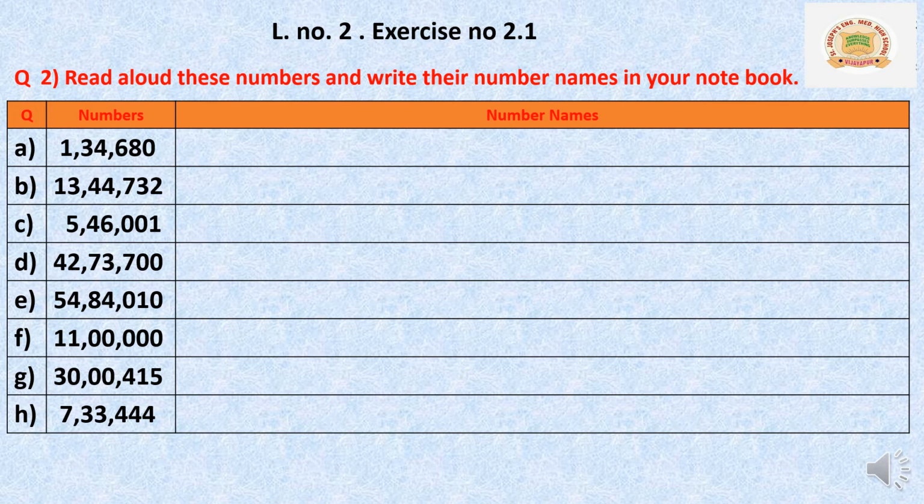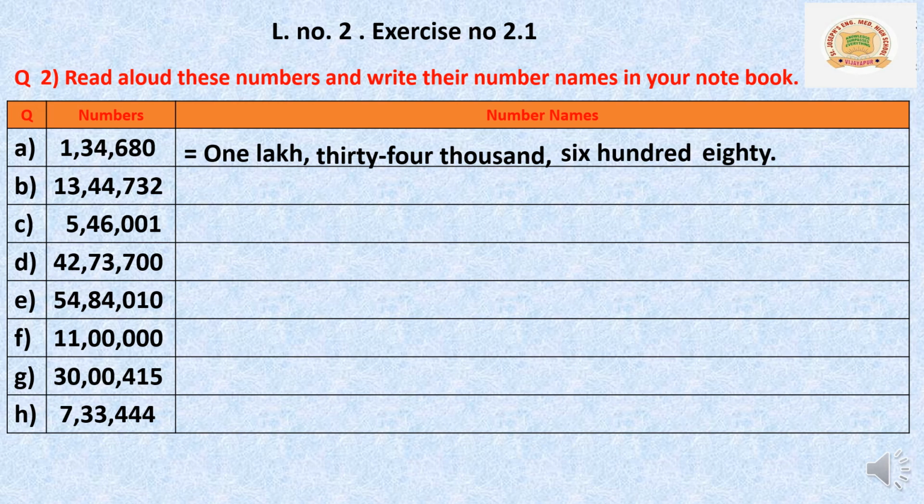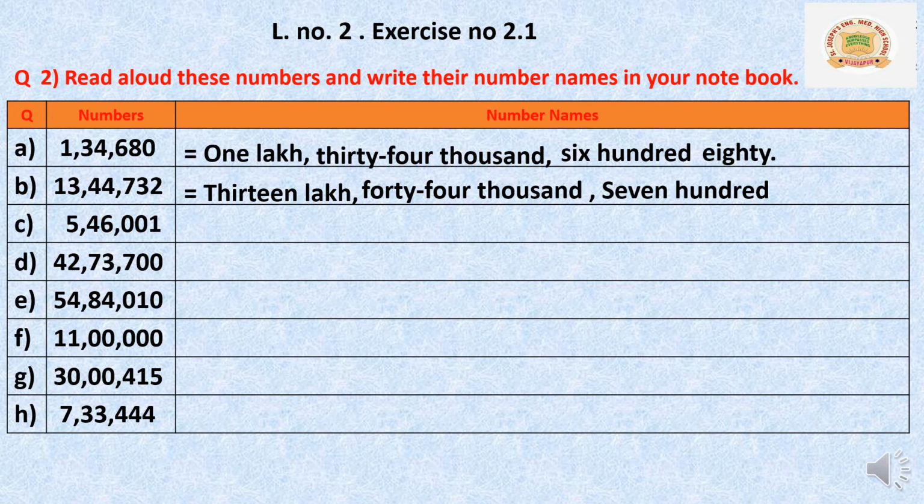1,34,680. Let us write in the words. Question number B, 13,44,732. In words, 13,44,732. This is the method. We have to read also, we have to write also.